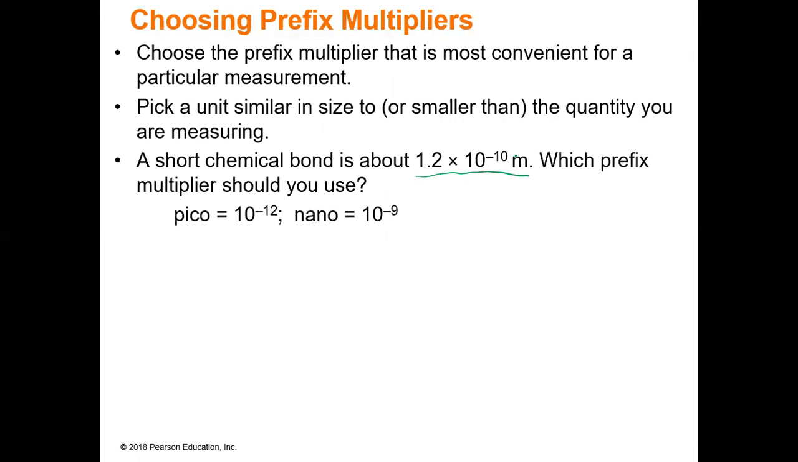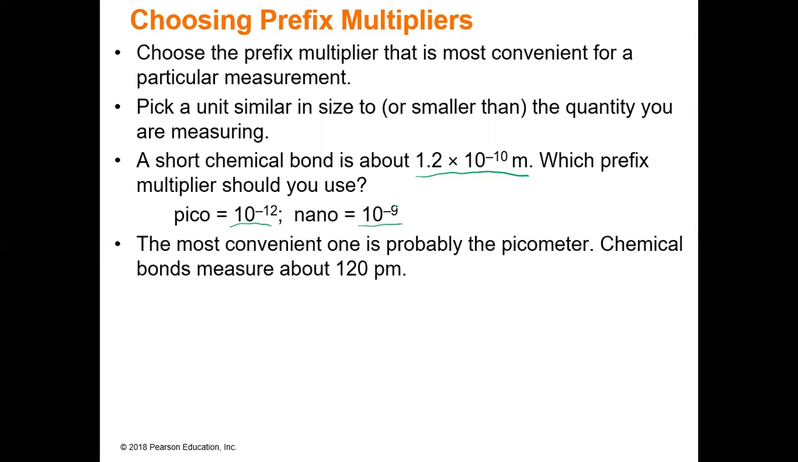Well, you can see this is kind of between 2 prefixes. A smaller prefix is pico, 10 to the negative 12. A larger one is nano, 10 to the negative 9. So therefore, you can choose the one that is probably closer. Most of the scientists use pico. The most convenient one is probably the picometer, a chemical bond measuring about 120 picometers.